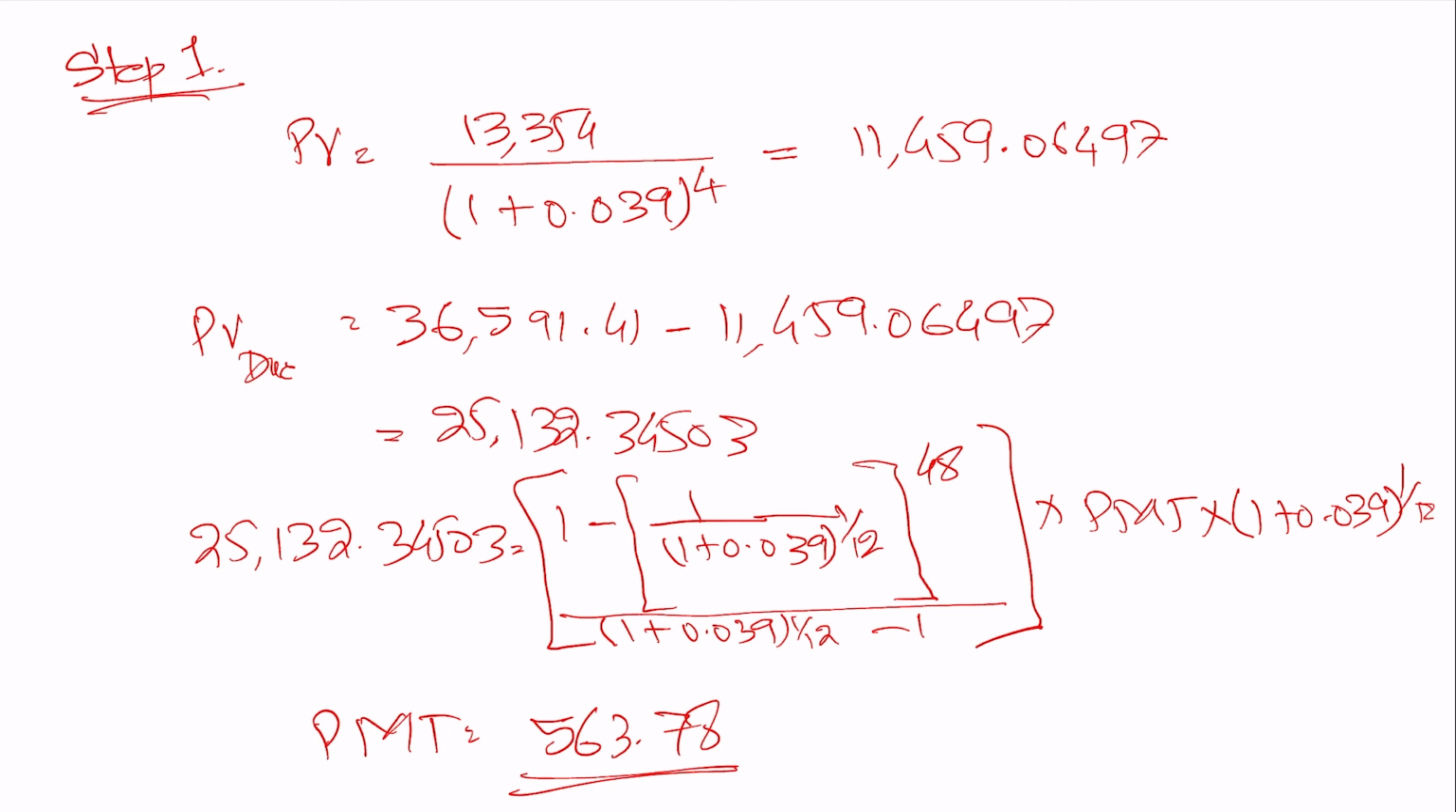So for this car, you have to pay 563.78 per month for 4 years, at the beginning of each month, with a down payment of 2,500, and at the end you are going to buy it with the residual value of 13,354.